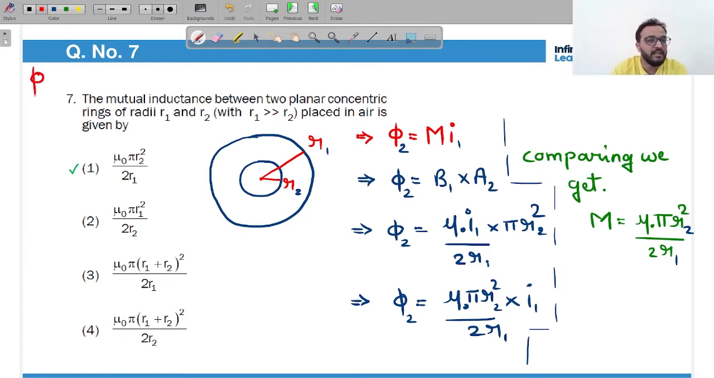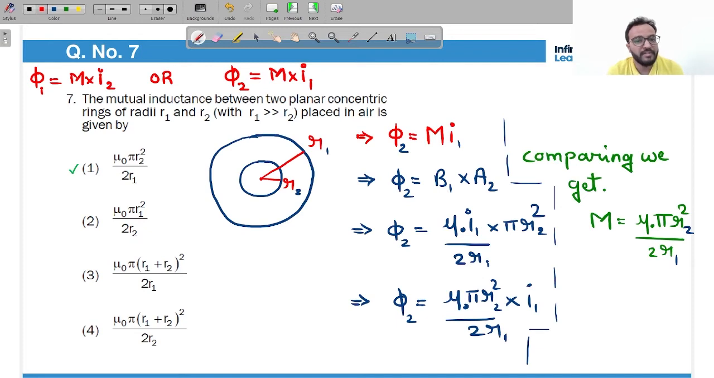See, either you can say phi 1 is equal to M into I2, or you can also say phi 2 is equal to M into I1, right? Phi 2 is equal to M into I1. Now, through which method should we move? This is the question here.